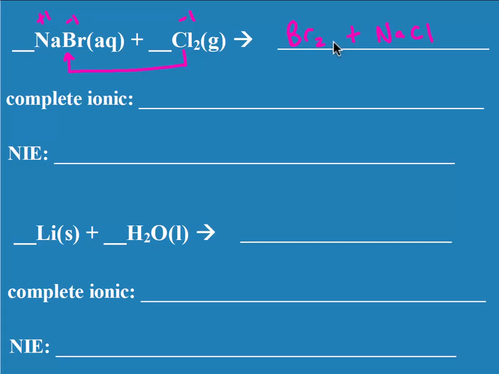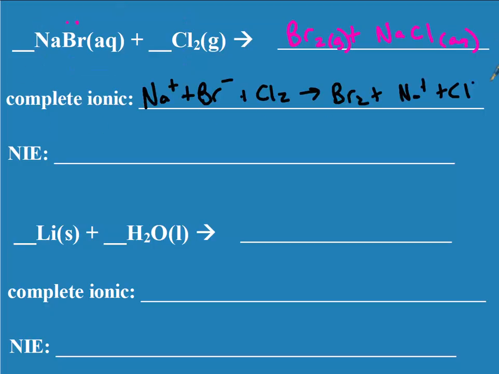Br2 is a diatomic gas. We can say that it's a gas, we can say that it's a liquid. Regardless, it's going to stay together. And then NaCl is a soluble salt, so that should be aqueous. So for the complete ionic, we get this. We didn't balance the molecular equation, so we can put a 2 there and a 2 here to balance. And again, we could balance our complete, or we can just balance once we get to our net.